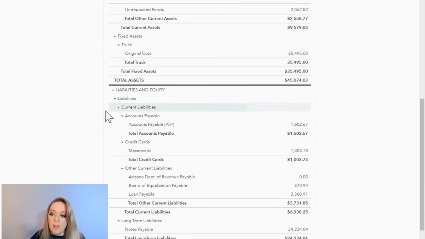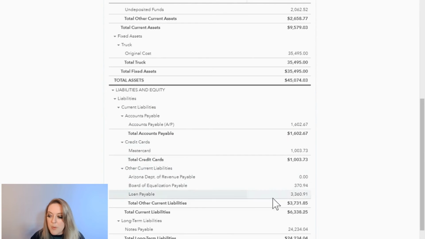Now we look down here in the liability section. They have their current liabilities, which consists of accounts payable and credit cards. Current liabilities are the things that are expected to be paid in the next short operating period. So usually month to 6 months, less than a year.